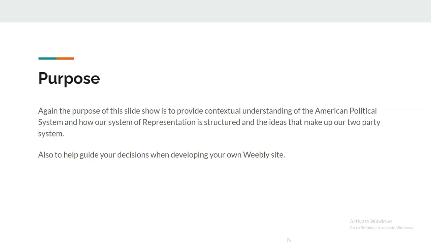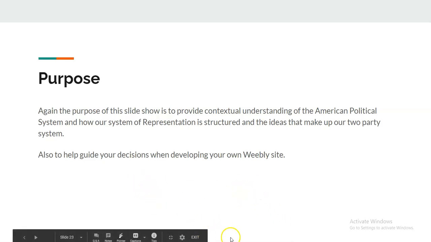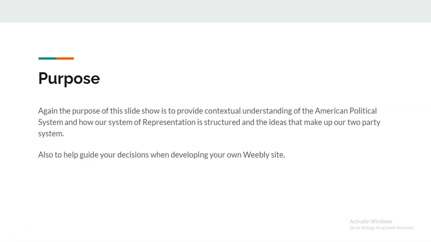Again, the purpose of this slideshow is to provide a contextual understanding of American political system. This in no way, shape, or form is comprehensive. This is only scratching the surface, just helping you get a good idea of our system, so that way in the coming weeks when we're doing these activities, you will begin to have a much better understanding of our political system, as well as helping you create a really cool political party website for your assessment.